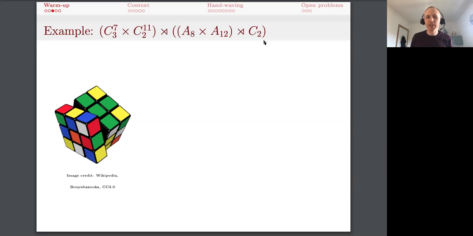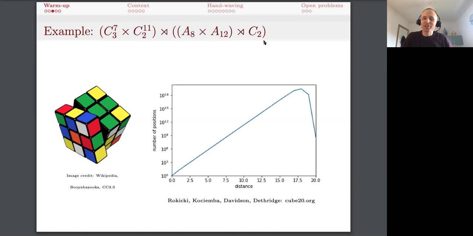Okay, so this illustrates quite a natural concept for somehow naturally arising groups. And what is the answer? Good question. The answer turns out to be 20, and this was only established in 2010. It was a big computational project completed by these authors, Rokicki, Kociemba, Davidson, and Dethridge. And they have a website about it called cube20.org, where you can look at a bunch of data.